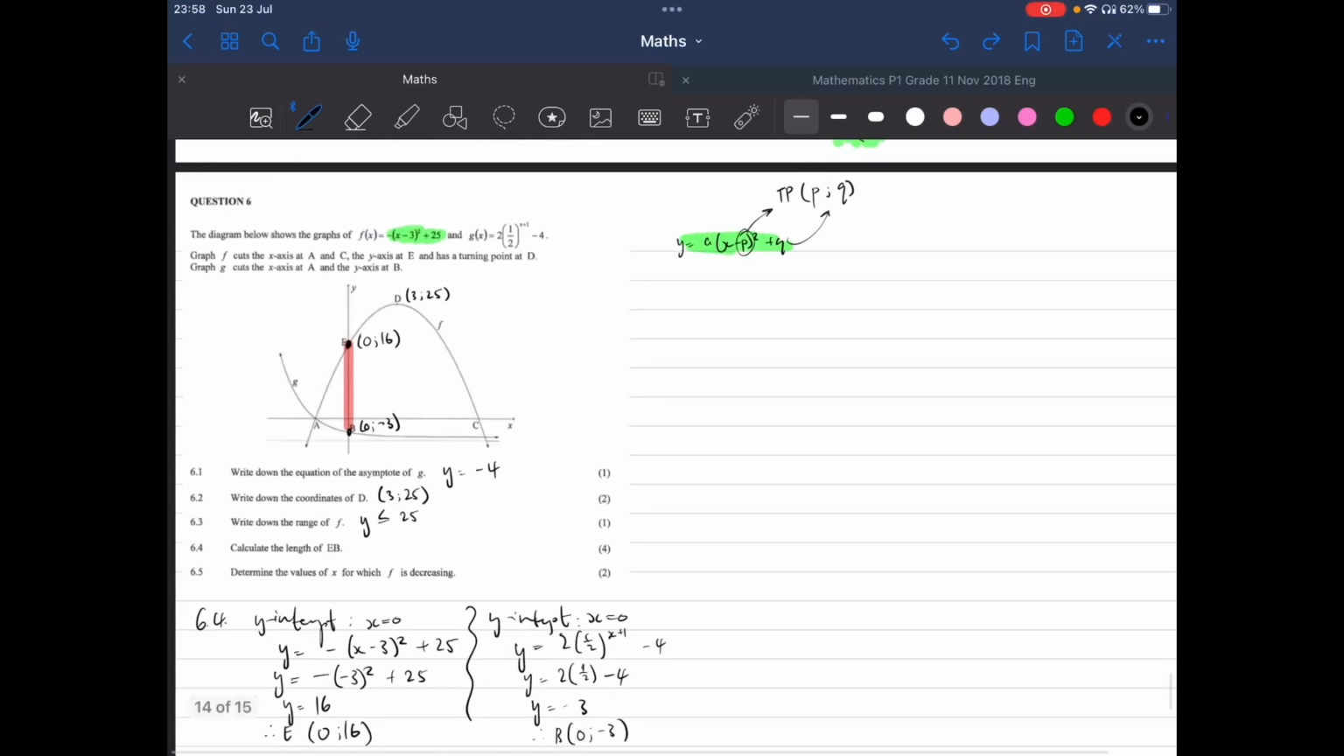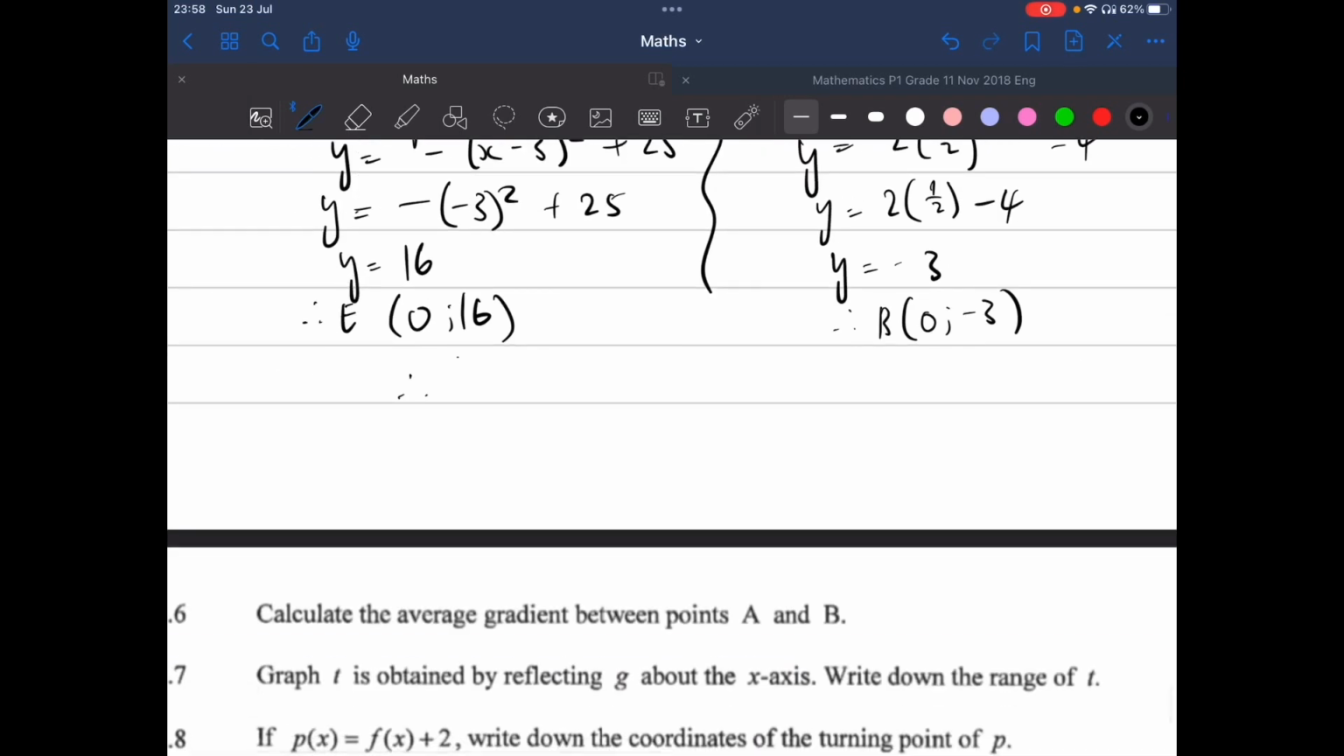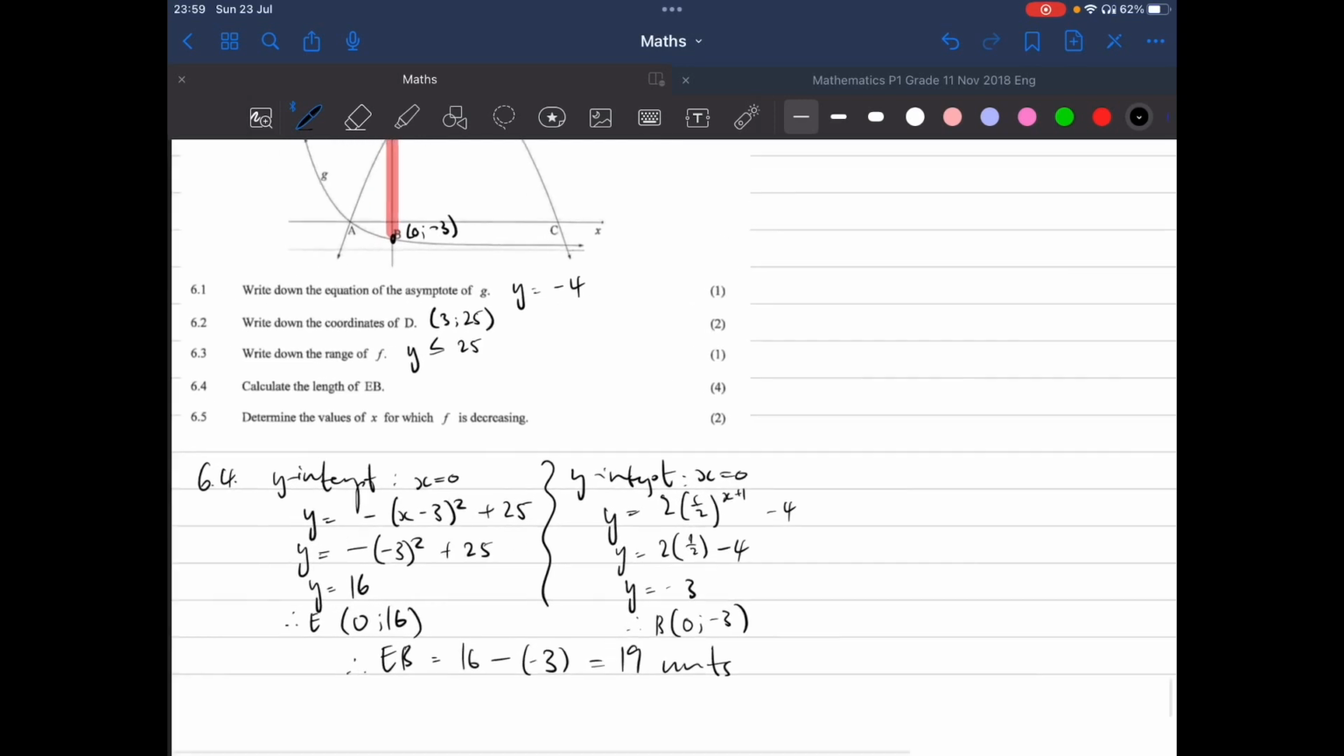Okay. So now let's see, the question actually asks for the length. So all you have to do is subtract it. So therefore, EB is equal to 16 minus -3, which is 19 units. Okay, cool. Let's look at 6.5 now.